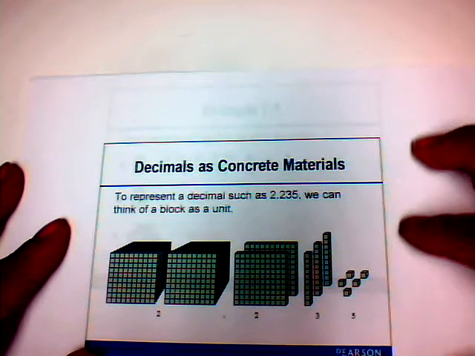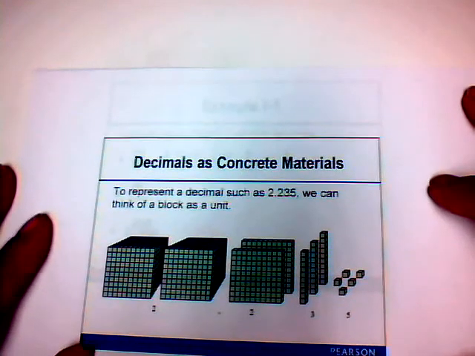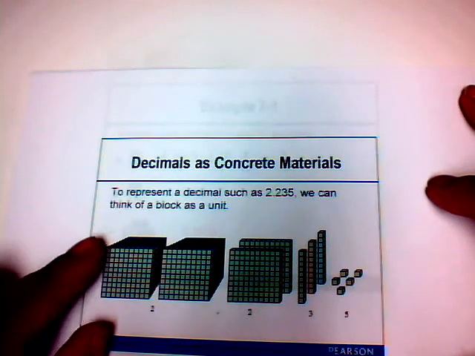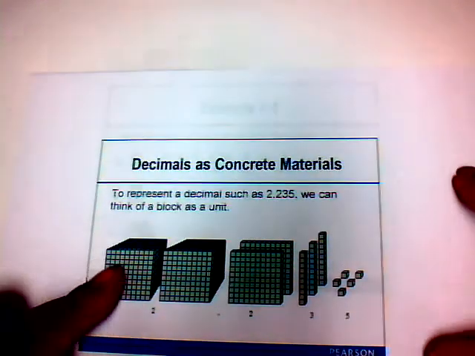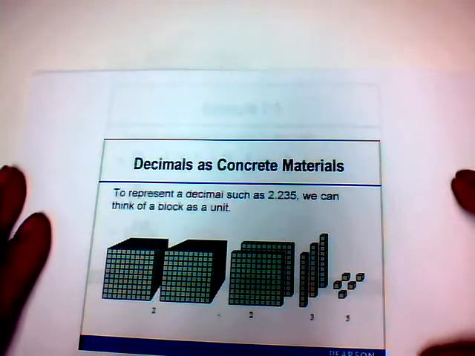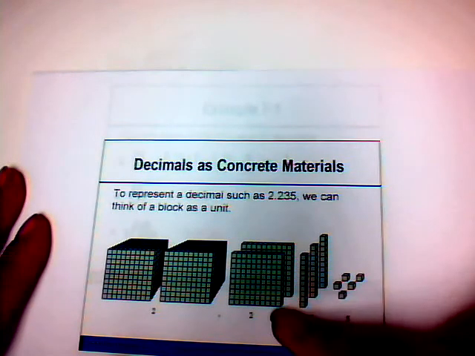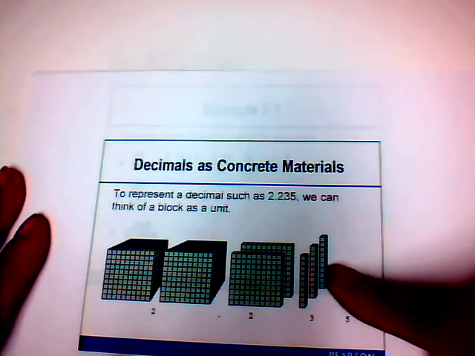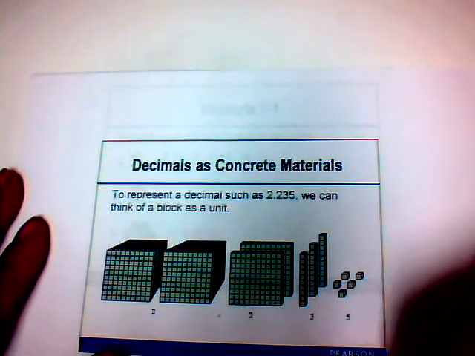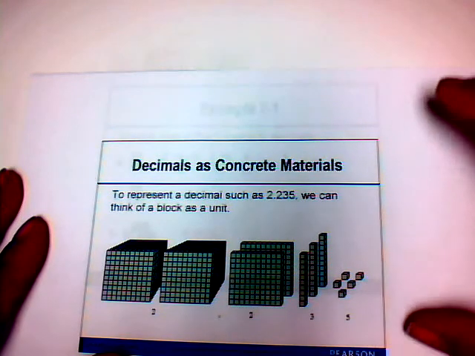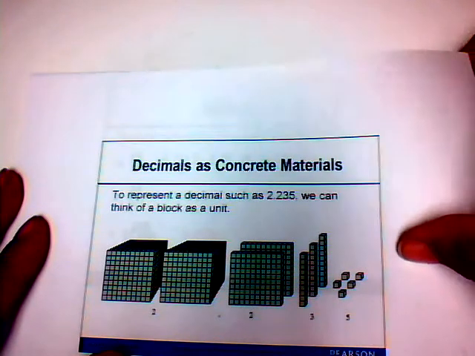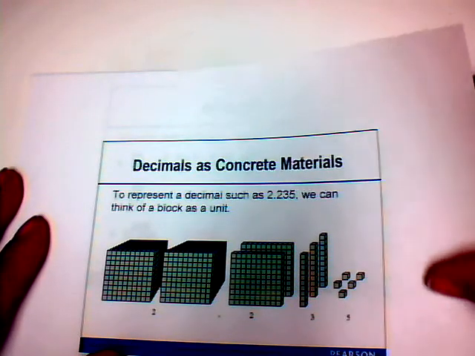Okay. We can represent a decimal such as 2.235. We can think of a block as a unit. So here, for 2.235, we're going to let the block represent the number 2. Well, 2 blocks represent the number 2, and then the 2 flats represent the 2 tenths, the 3 longs represent the 3 hundredths, and the 5 unit cubes represent 5 thousandths. So not only can the base 10 blocks be used to represent whole numbers, they can also be used as a concrete representation of decimals.